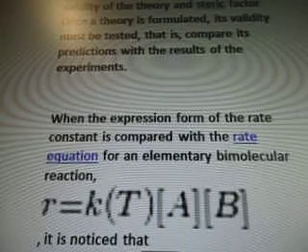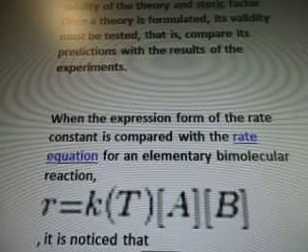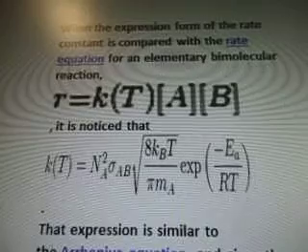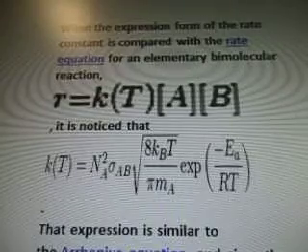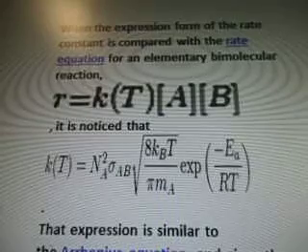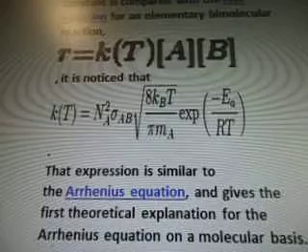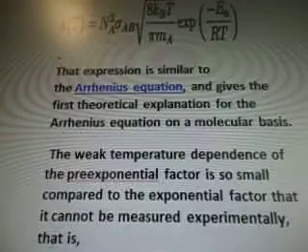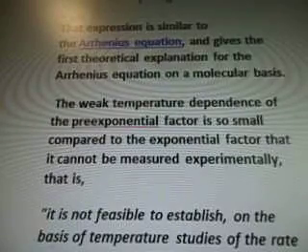Once a theory is formulated, its validity must be tested. That is, compare its predictions with the results of the experiments. When the expression form of the rate constant is compared with the rate equation for an elementary bimolecular reaction, there's the equation, it is noticed that this other equation, that expression is similar to the Arrhenius equation and gives the first theoretical explanation for the Arrhenius equation on a molecular basis.